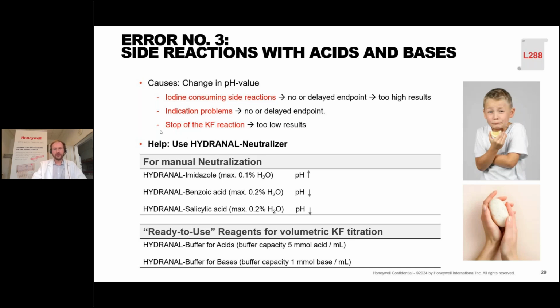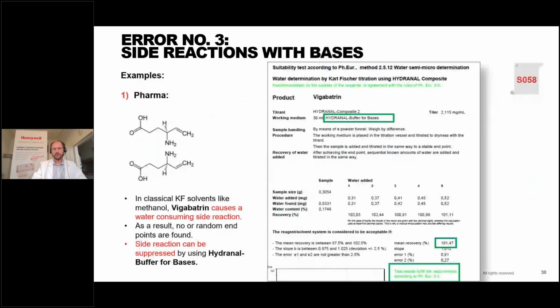Again, I will show some examples across some industries where pH related problems occur. For the pharma sector, I have selected here the titration of vigabatrin, which fails the OIA suitability test if the titration is performed with normal methanol. However, if the titration is done with Hydranal Buffer for bases, results are good and the test passes.